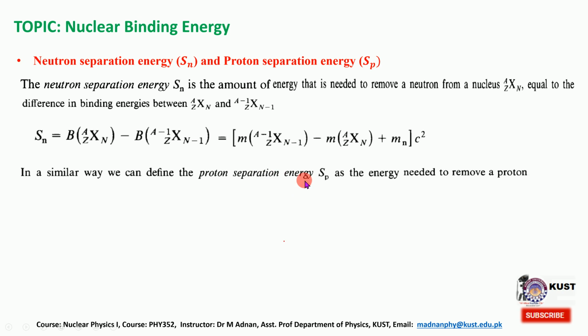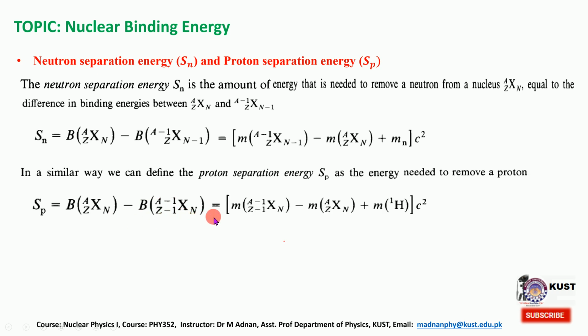Similarly, the proton separation energy is the same, but now if one removes a proton from this element, it will now be A minus 1, but instead of N minus 1, now it will be Z minus 1, because now we have removed a proton, so the proton number will be decreased. That will be the difference of the binding energy that one can work out in a similar way as we have discussed for the binding energy. So these are the two similar things that one can calculate for any random system.